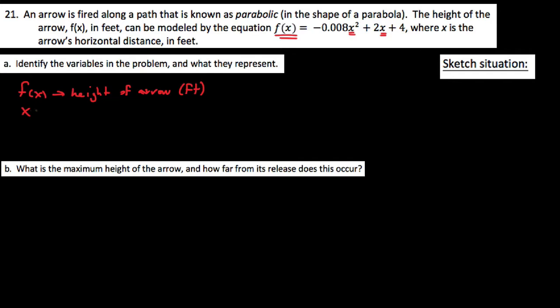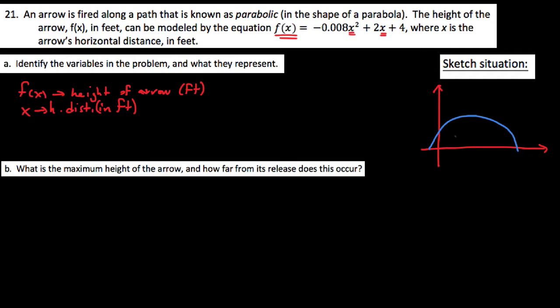And x, so what does x represent here? Well, it says where x is the arrow's horizontal distance in feet. We're going to write here, horizontal distance in feet. Okay, this is also in feet. But essentially we've got a situation here where an arrow is being fired and the further away it gets, it goes up and then comes down, but we're modeling it essentially with this idea that it does this.